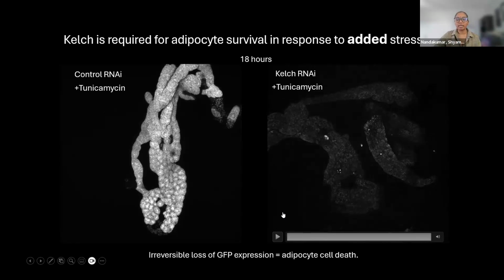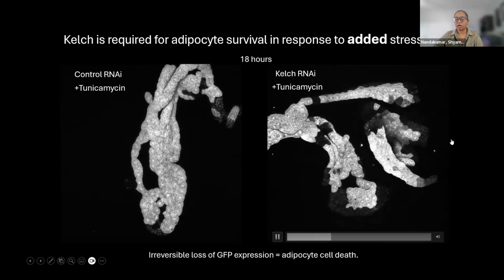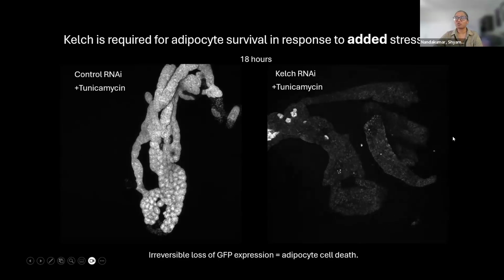So what we're thinking is that disruption of ring canals is deleterious for fat bodies when they're subjected to exogenous stress. This is also the case, this is not just in the case of tunicamycin stress.